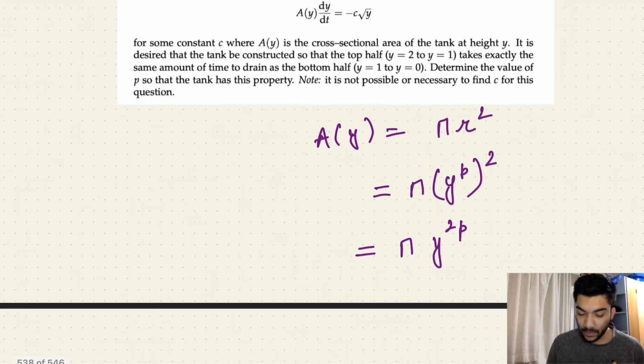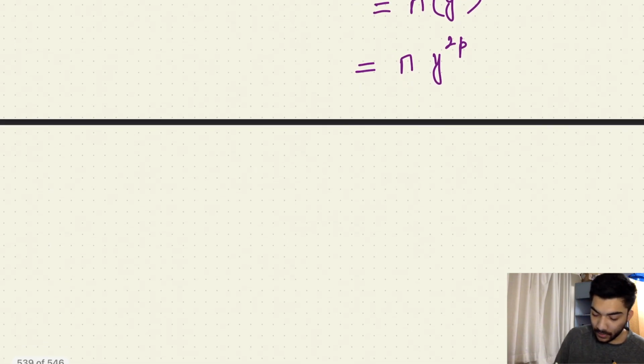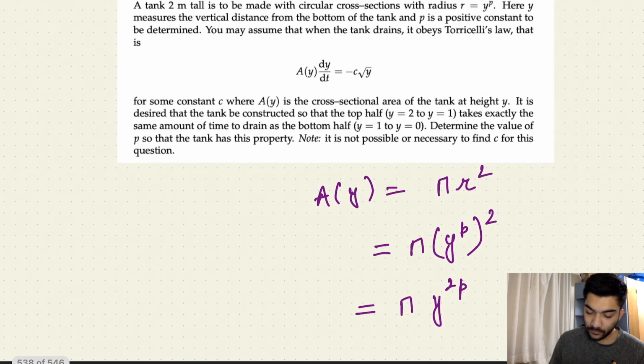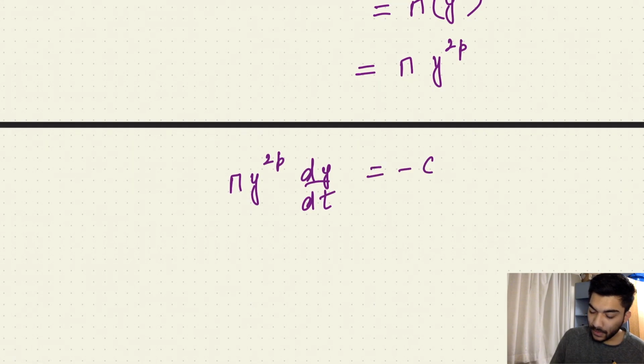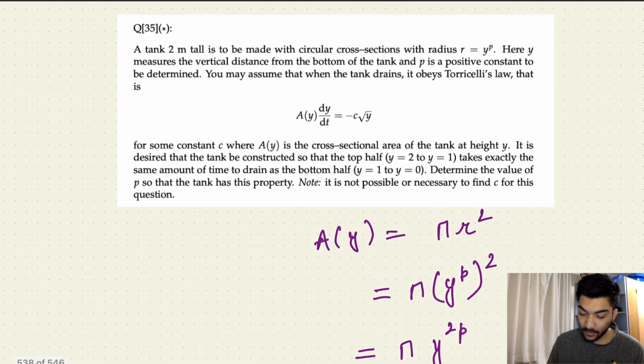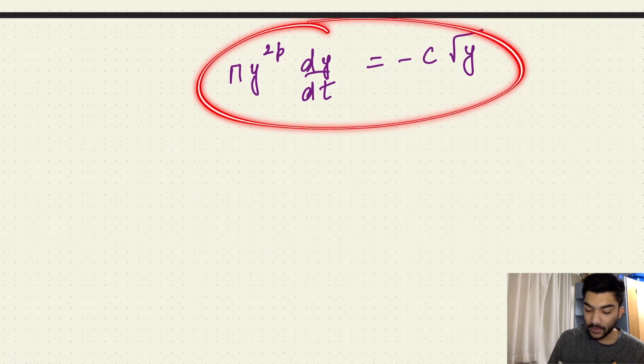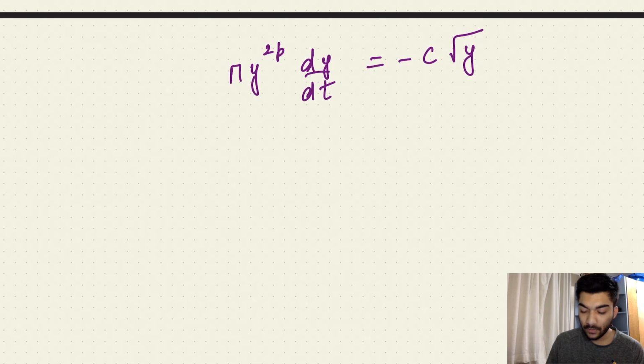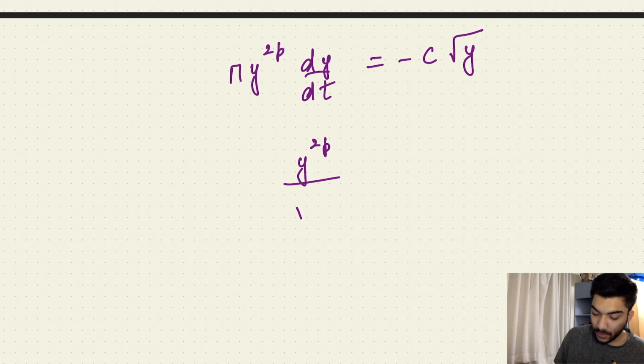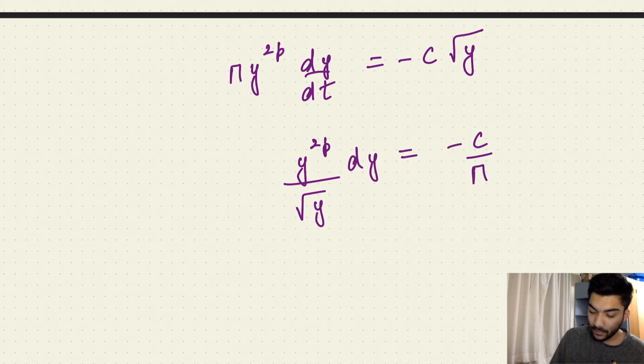So now we have our A of y. We can plug it into the differential equation we have. So it will be pi y to the power 2p dy by dt equals minus c root y, right? Now, since this is a separable differential equation, we can separate out the similar components on one side. So we have y to the power 2p upon root y dy on one side, and minus c by pi dt on the other, right?